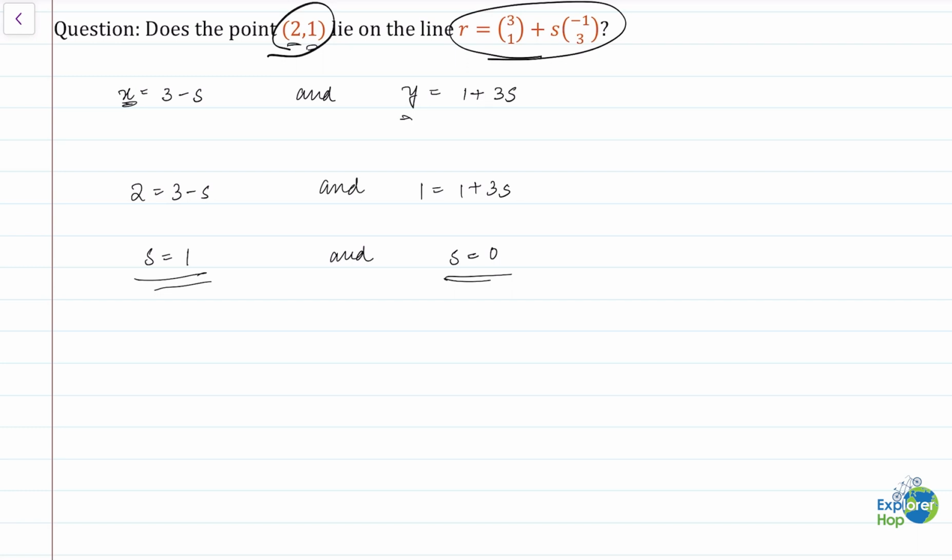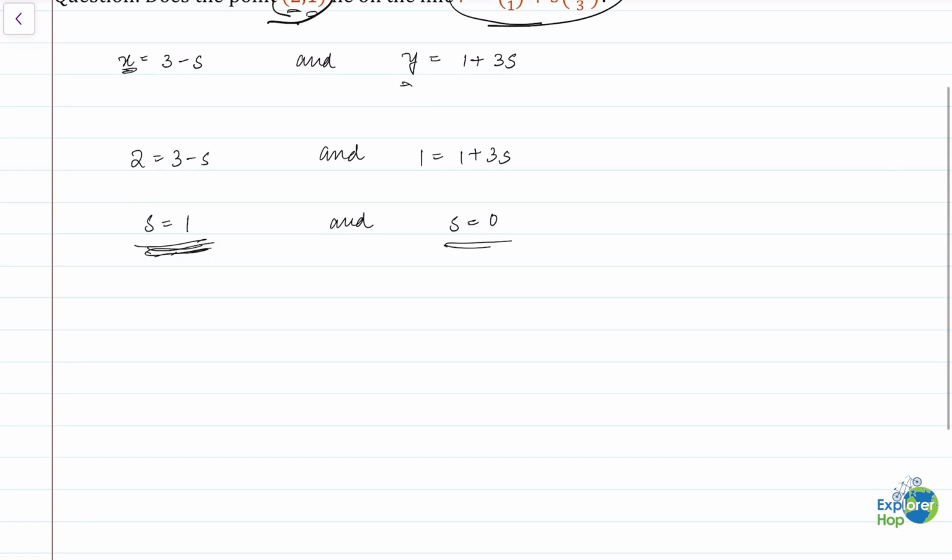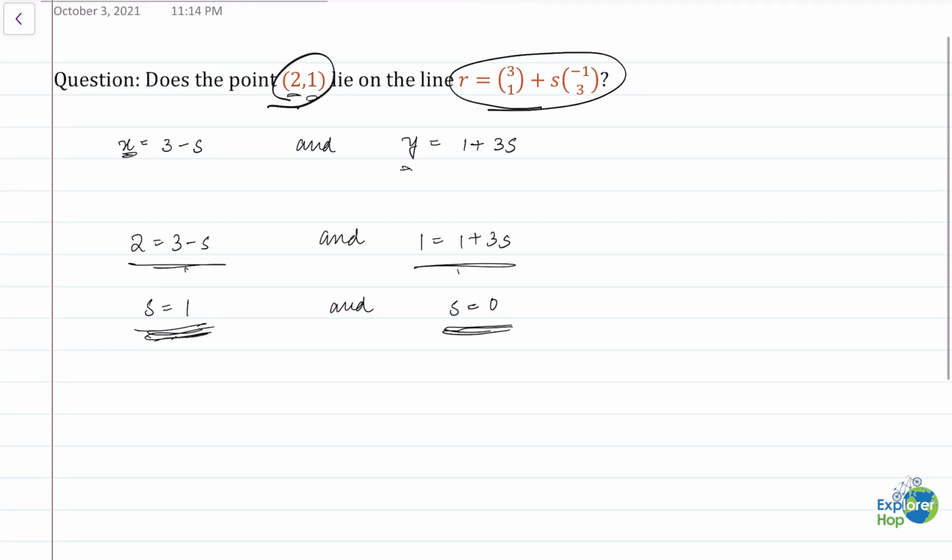So we know that this point would then not lie on this line, because if it would have lain on this line, then we would have got the same answer for s through both these equations. These both equations should have been equal to each other. So because they are not and we're getting two different values of s, this means that the point does not lie on the line.